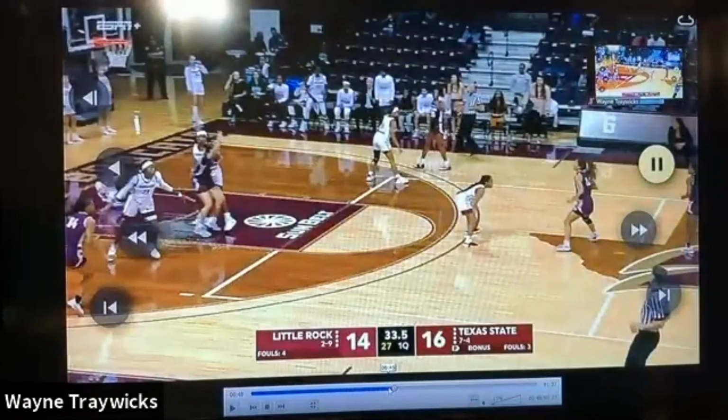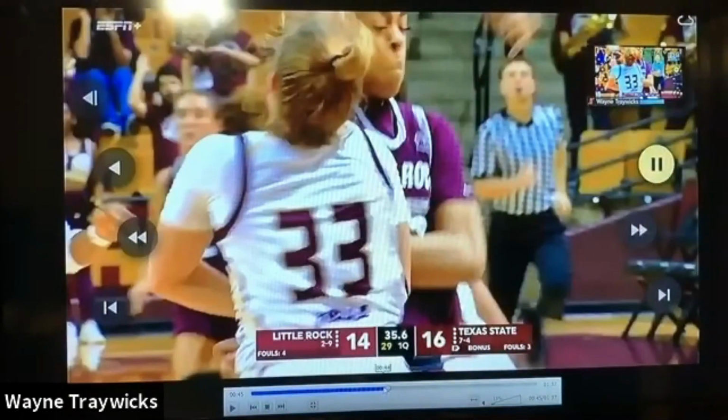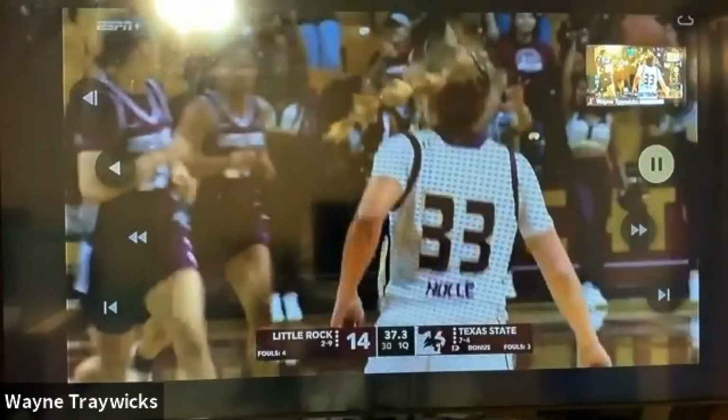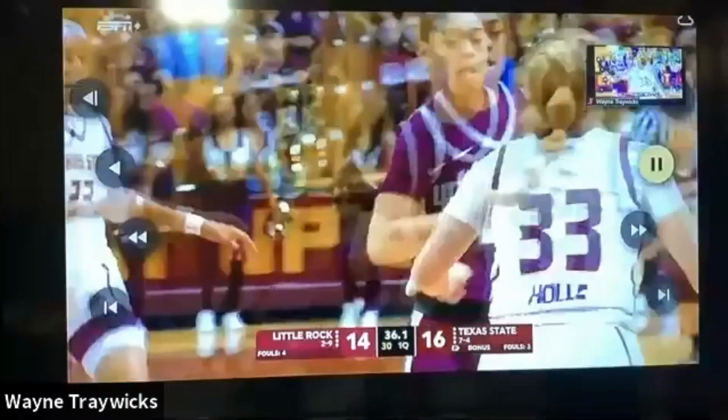Okay, obviously there was not a call on the floor, correct? Correct. We have an unobserved foul here. So Wayne, would you run it through one more time real quick, please? Because I kind of jumped.